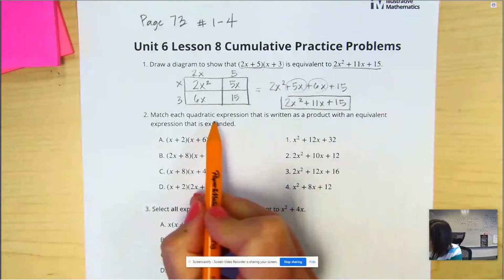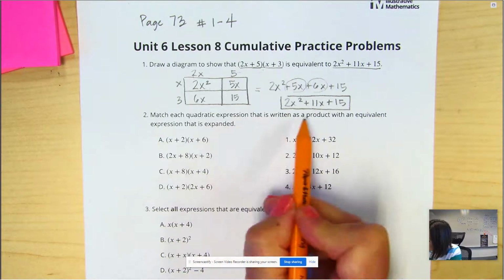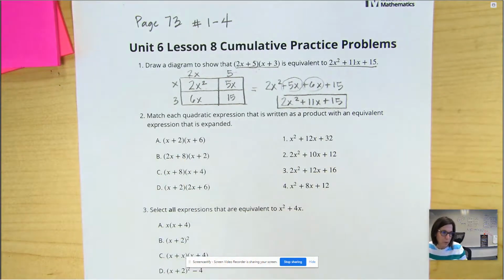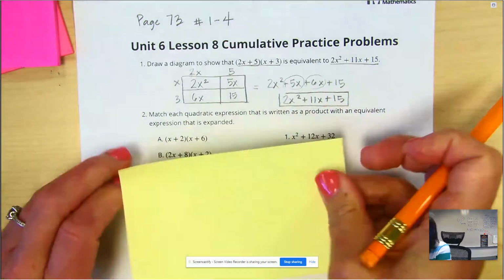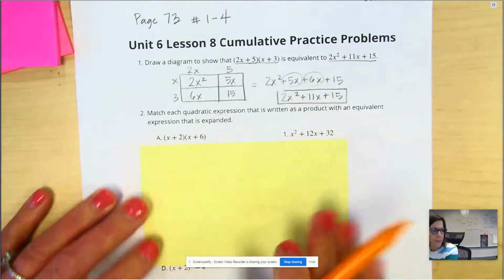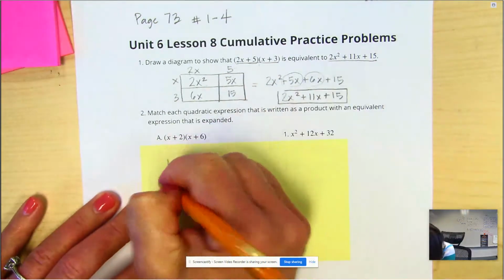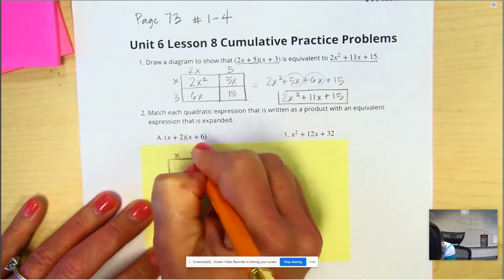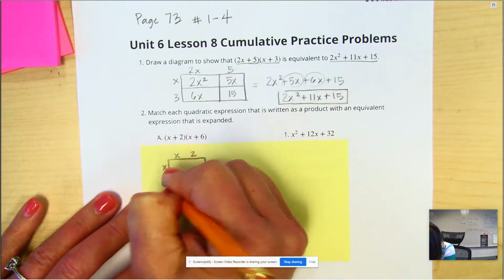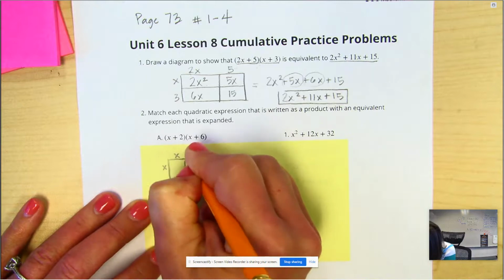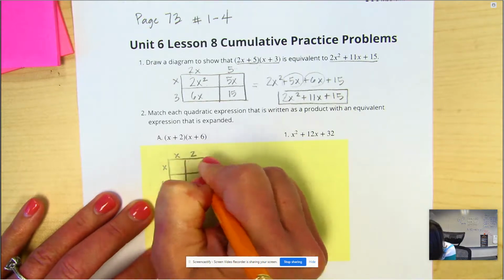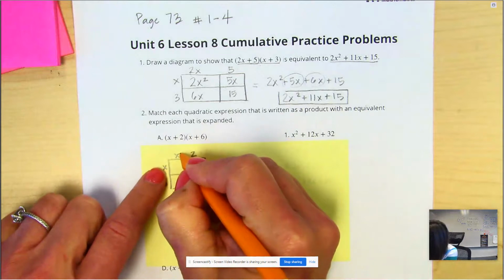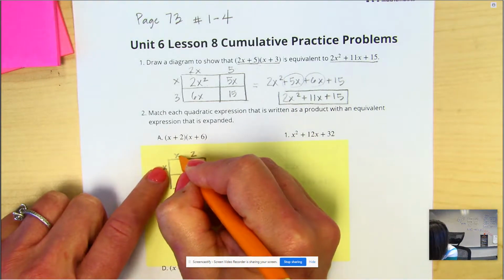All right. Next, we're going to match each quadratic expression that is written as a product. Okay, so written as 2 things multiplied by each other. Which one goes with which? So let's start with this guy: x plus 2 times x plus 6. I'm going to use that box method. It's just a really good way to make sure you don't forget anything. Since they're all positive, the only time I really put a sign with the second number is if it says minus. Now remember, I'm multiplying these because think of it like area. I'm multiplying to get the product here.